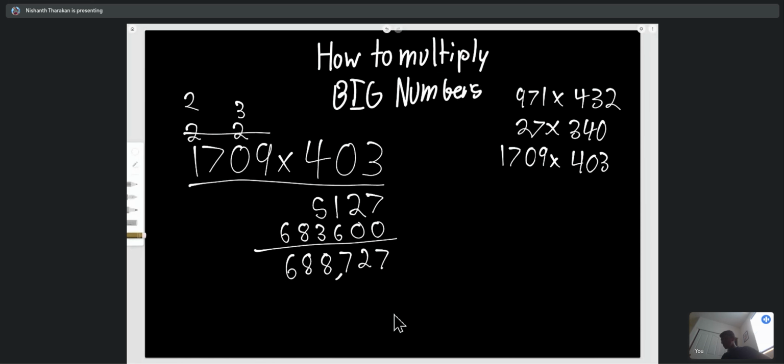I will make another video about how you can do it using grids, but in my opinion, this is a lot easier to do. Mostly if you are able to, you don't have to do anything by adding enormous amounts of zeros. So that's why I like this method more than the grid method.